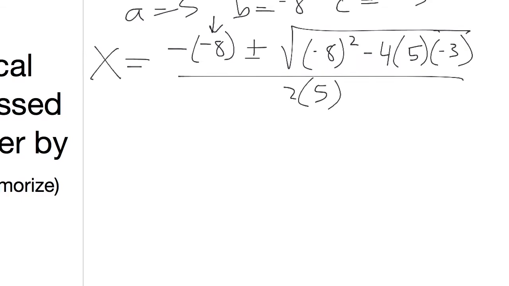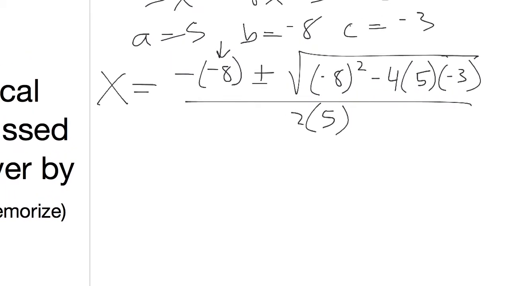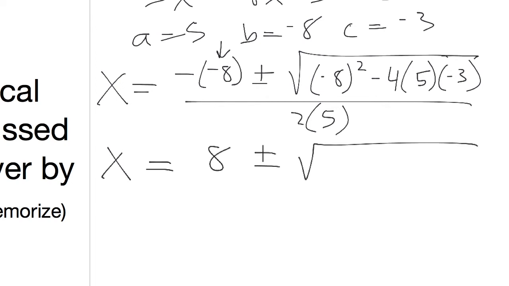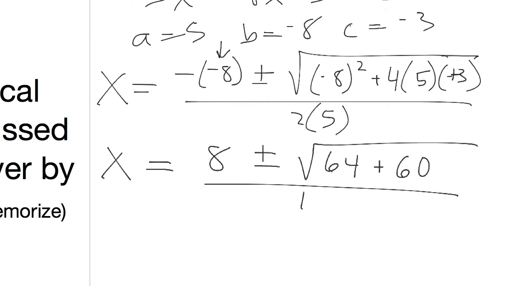Okay, because I put the b value in parentheses, I can see that this is going to be positive 8 plus or minus the square root of 64. These two, the minus and the negative, cancel, so we get plus 4 times 5, which is 20, times 3, which is 60. 64 plus 60, over 10.